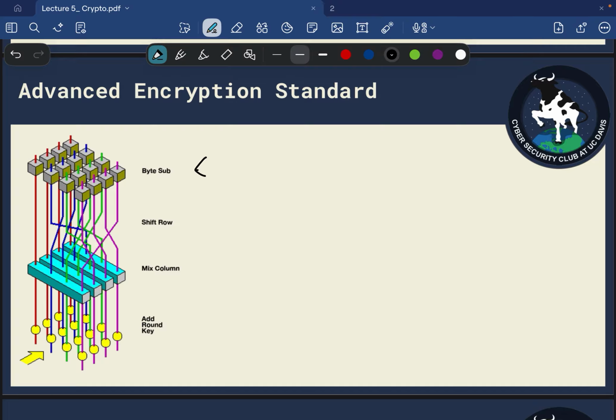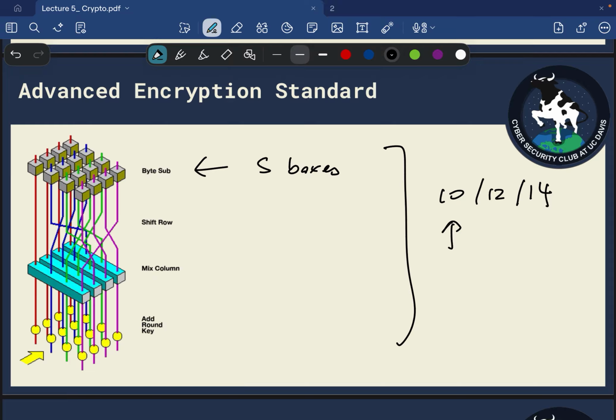This byte substitution is exactly the same thing as the S-boxes in DES. You shift rows and do the mix columns step to introduce diffusion into the algorithm, so you make sure that the key actually gets mixed all the way through. This is a per-round thing, and you do this 10, 12, or 14 rounds: 10 rounds for a 128-bit key, 12 rounds for a 192-bit key, and 14 for a 256-bit key.